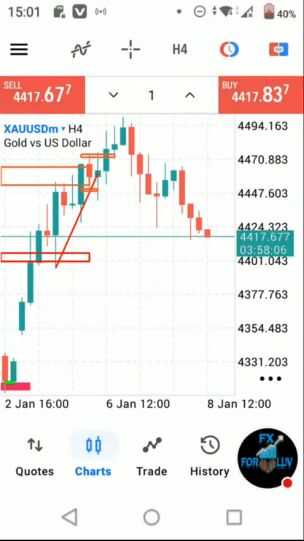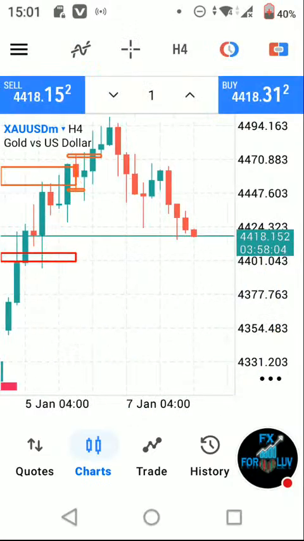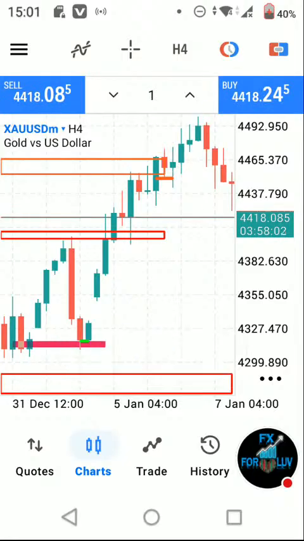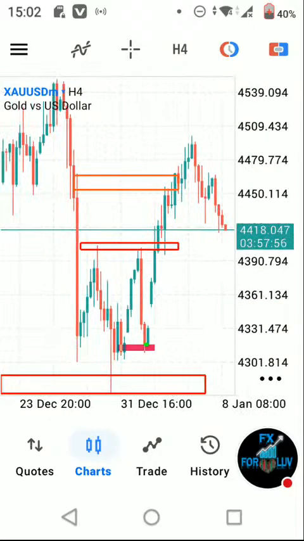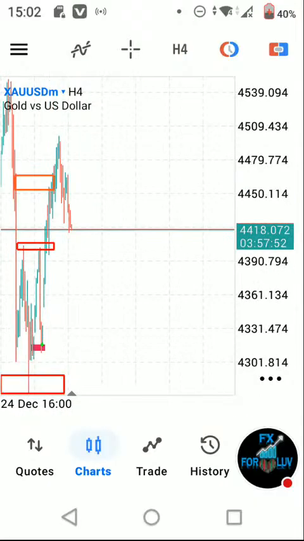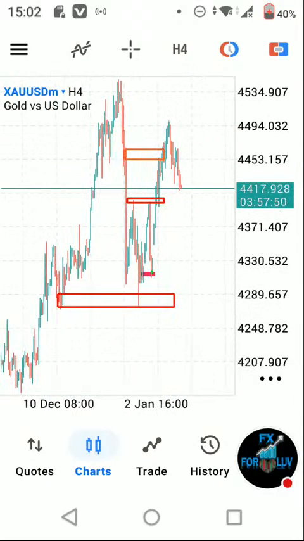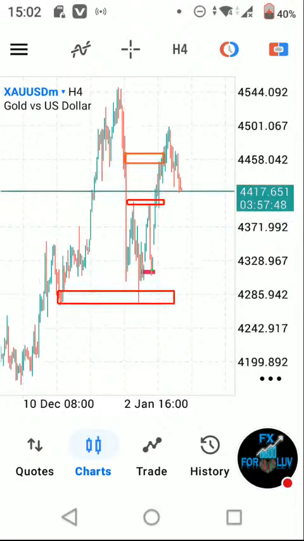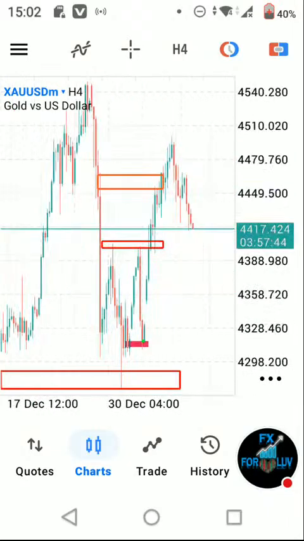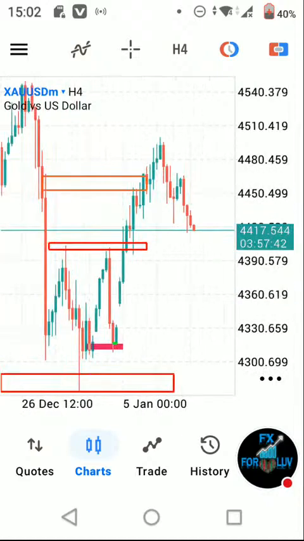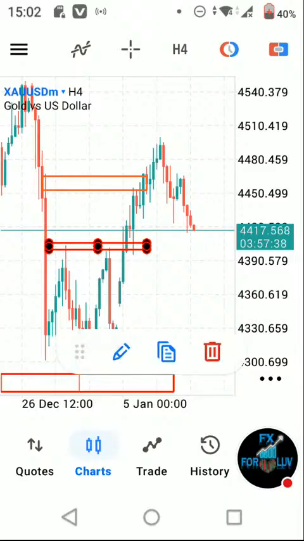So I'm going to start by first clearing the charts. We don't need this kind of clutter in the charts. I knew gold was going to sell, and I'm grateful that it sold as I expected, from about that resistance. Now, since gold is in an uptrend, when you look here, you see very well that gold is in an uptrend. So what am I looking for?